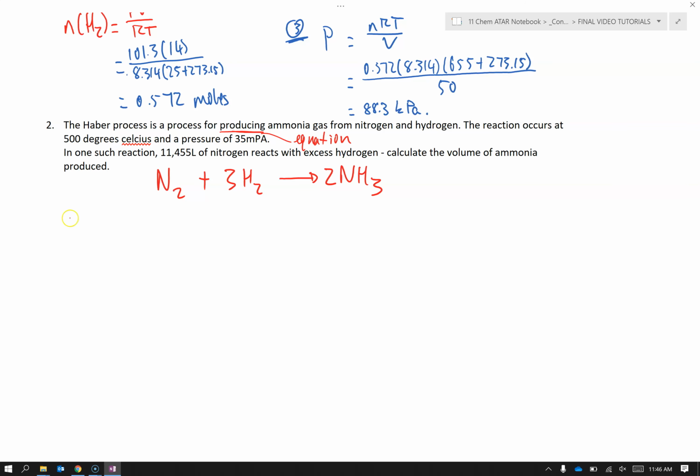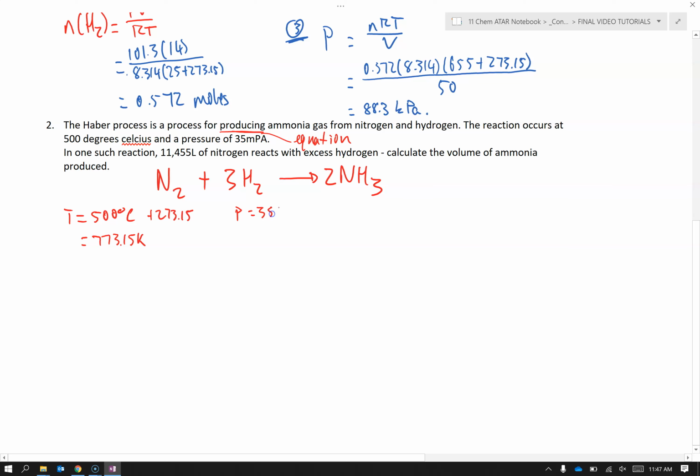This tells me that temperature is equal to 500 degrees Celsius. Now, of course, 500 degrees Celsius is unhelpful for me because I need that in Kelvin. So 500 degrees Celsius is equal to 773.15 Kelvin, because I need to add 273.15. So that's helpful.